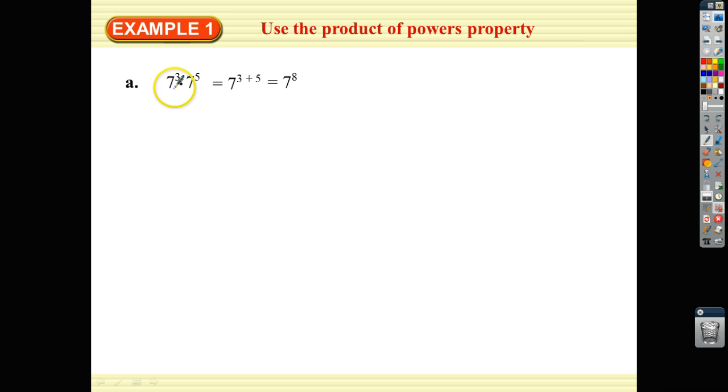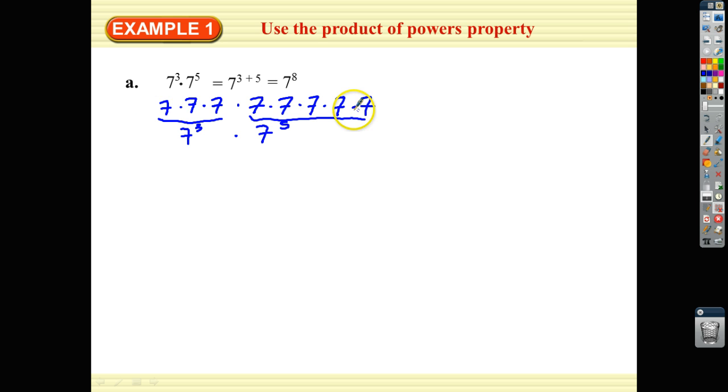This is going to be 7 cubed, which is the same as saying 7 times 7 times 7, and then this is 7 cubed times 7 to the 5th. Well, 7 to the 5th is 7 times 7 times 7 times 7 times 7. So when you really multiply all of them together, all the way across, you end up with 7 to the 8th. Right? And that's really the whole thing. That's the product powers property.